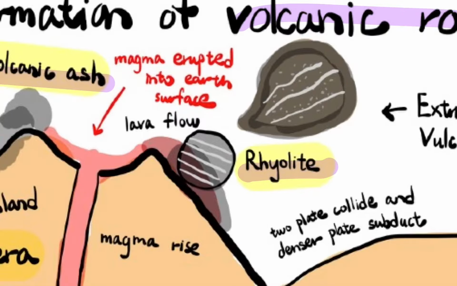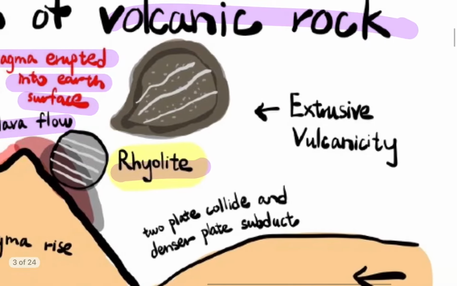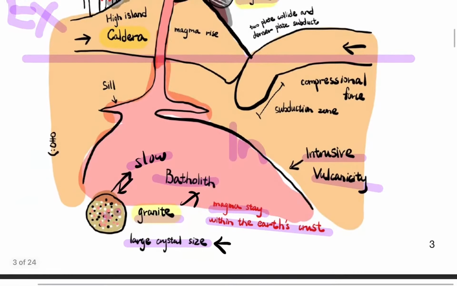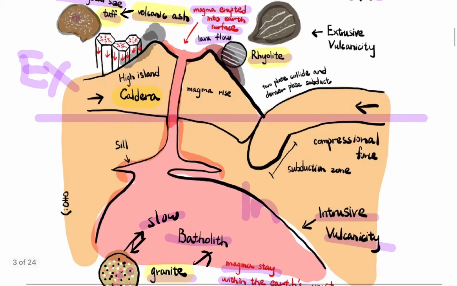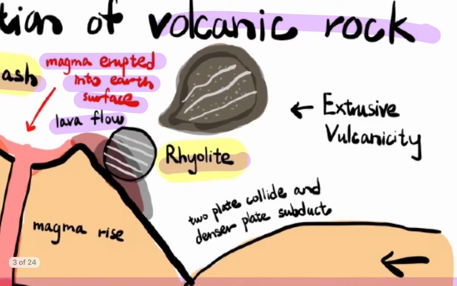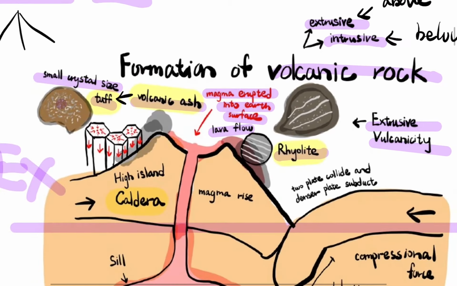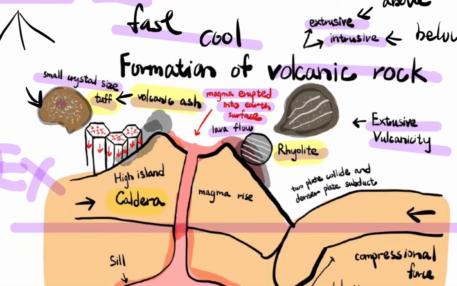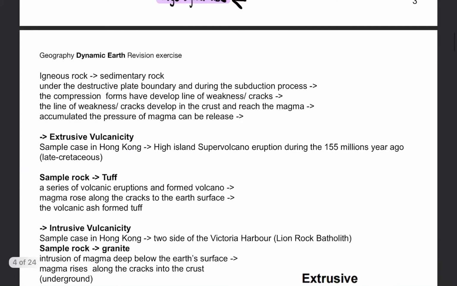It is formed by the lava flow from the magma erupting onto the Earth's surface. You can see it. This is intrusive volcanicity. This is the extrusive volcanicity. By the extrusive volcanicity, the minerals are very small because the rate of the cooling and solidifying is fast. I will go through it here.